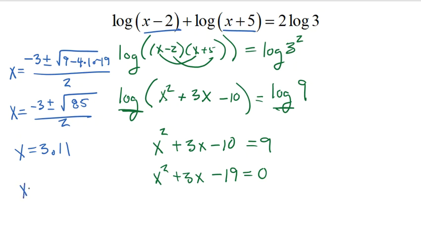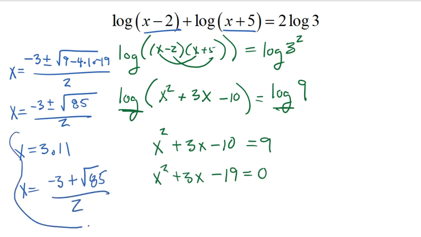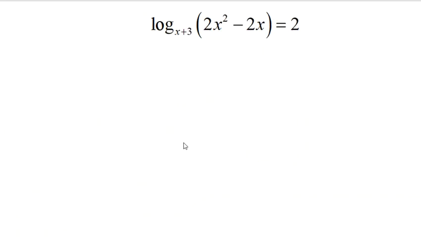So the only exact answer is negative 3 plus the square root of 85, all divided by 2. If you want the approximate answer, or if you're allowed the approximate answer, 3.11. All right, let's do one more here. This is definitely kind of a weird looking problem.